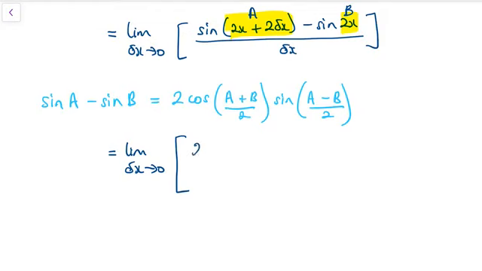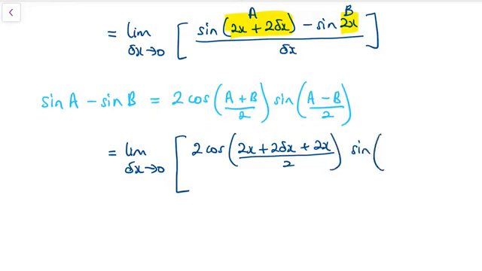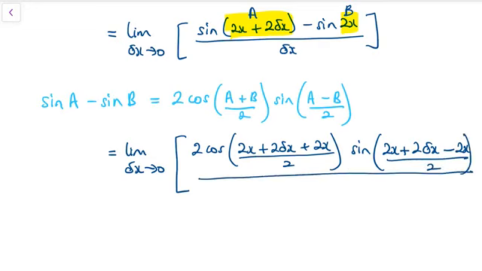We would have 2 cos of (A plus B), well, that's going to be (2x plus 2 delta x plus 2x) all over 2. And then we've got sin of (A minus B), so that's going to be (2x plus 2 delta x minus 2x) all over 2. And the whole thing is over delta x. I'll just put that bracket in on the end.